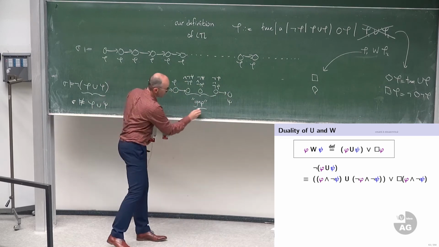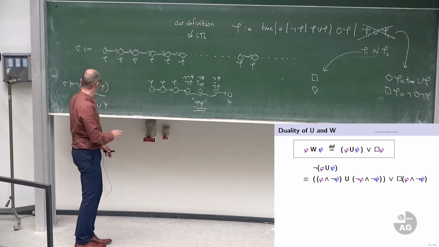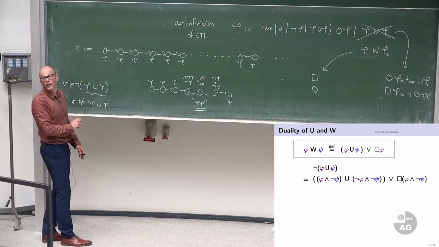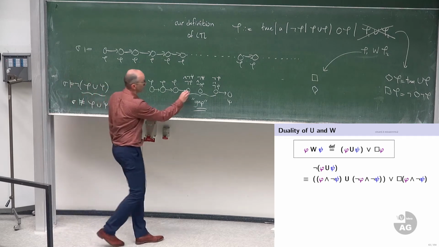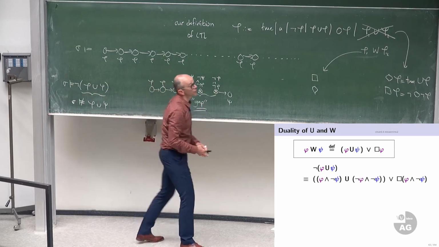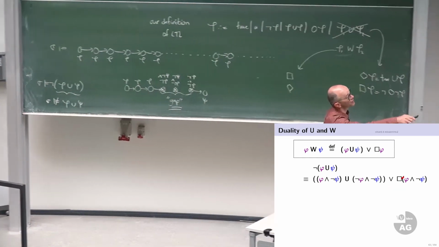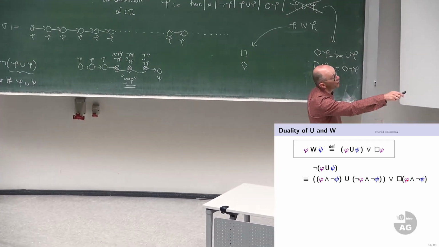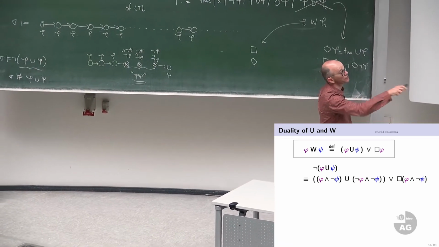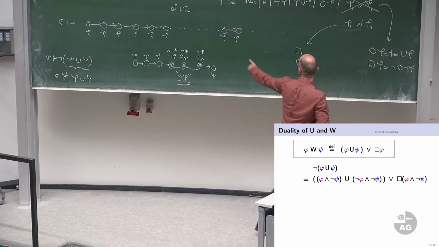So this gap is also, I hope you see this, making sure that you do not satisfy phi until psi, right? Because this is the problematic part. And that's the first disjunct. So the second disjunct was exactly the first scenario. You always satisfy phi, but you will not satisfy psi. So you never reach psi.